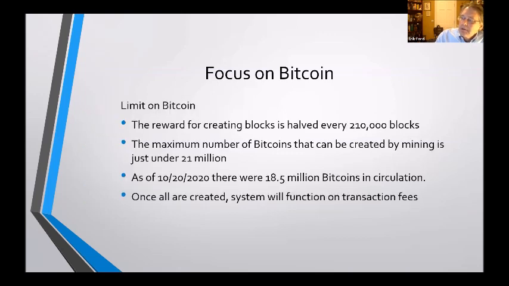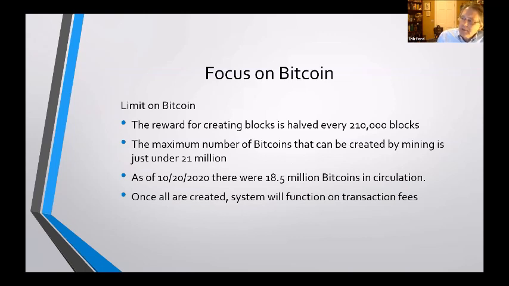So there's actually a limit on Bitcoins. The reward for creating new blocks is halved. The reward in Bitcoin that's paid by creating Bitcoins for those who are adding blocks is halved every 210,000 blocks.